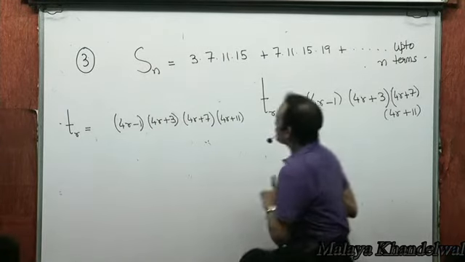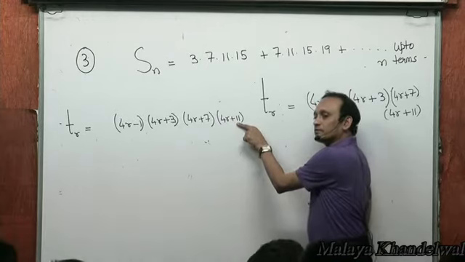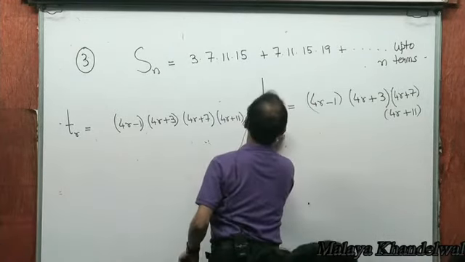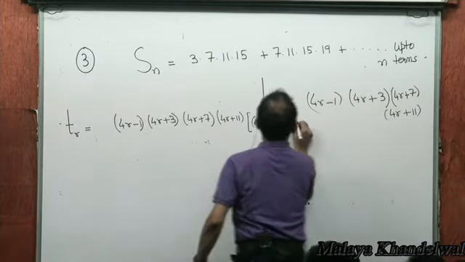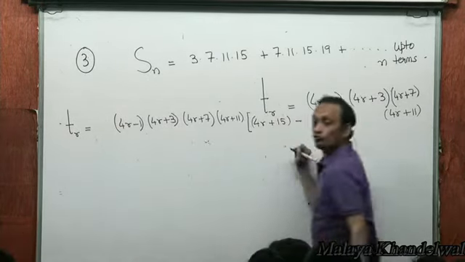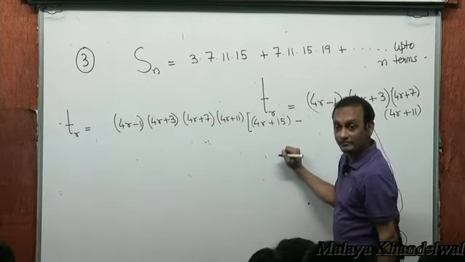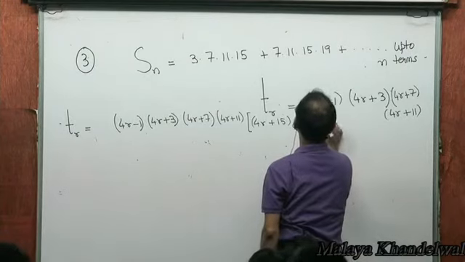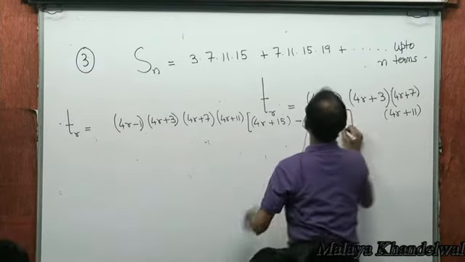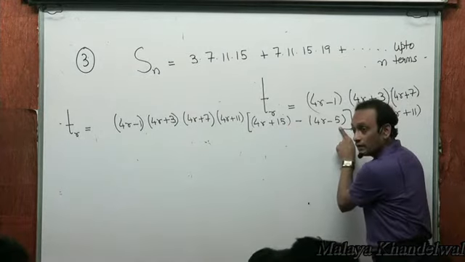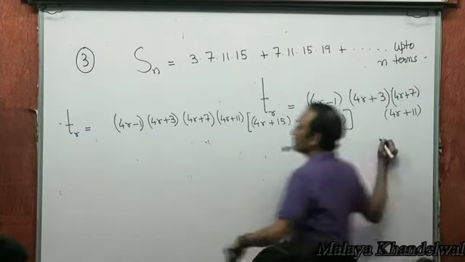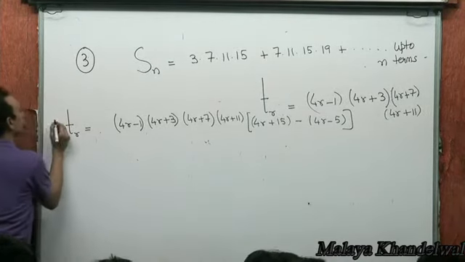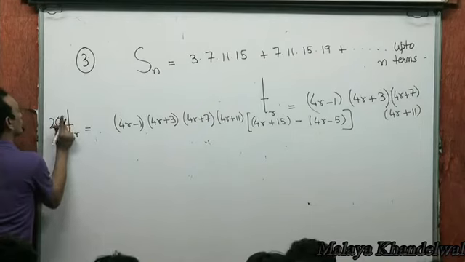Okay. Think of a number after this. What would it have been? 4r plus 15. Think of a number before this: 4r minus 5. Now, what is it that we have multiplied the whole thing with? 20. So you want to divide by 20, so 1 by 20, and then I bring that 20 here. Yes or no?